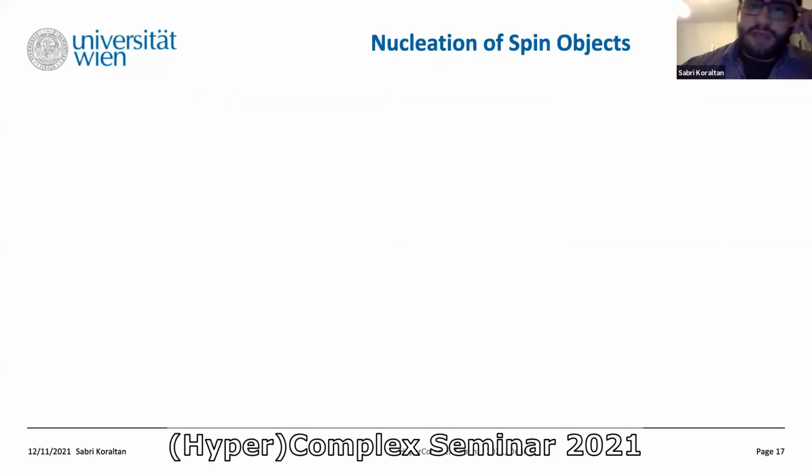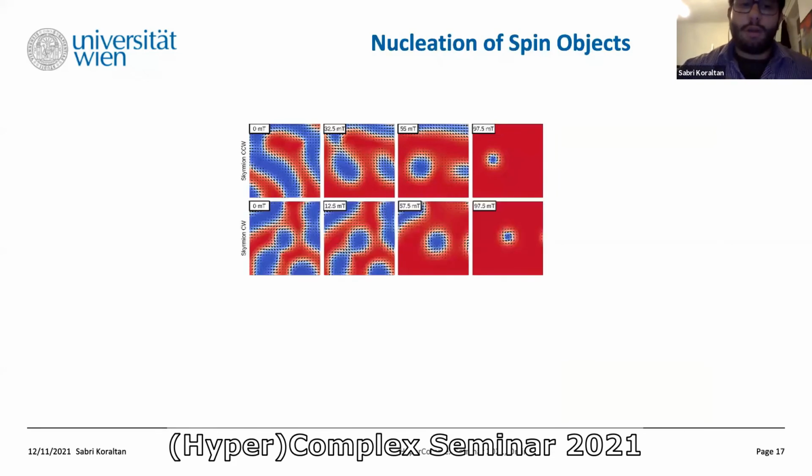Okay, so now if you have a look at how these spin textures are nucleating, let's have a look at the skyrmions first. We just have a stripe. So the stripe, we apply a magnetic field, it shrinks down, it gets smaller and smaller until it has to, let's say, separate from the other part of the stripe, and then we obtain a counterclockwise or a clockwise skyrmion.